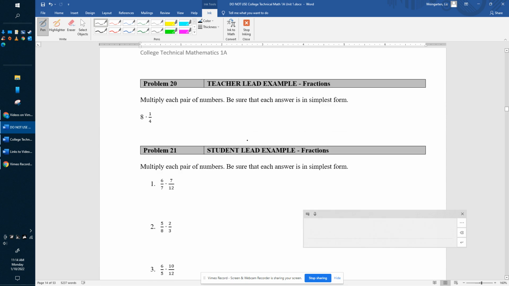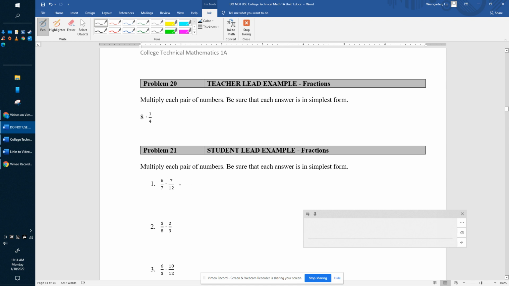Now let's look at multiplying fractions. So we're going to multiply the pair of numbers. When we multiply fractions, we multiply the top, we multiply the bottom, and then we put the numerator in the numerator, the denominator in the denominator. I'm actually going to start with your first student-led example, so this one's a freebie for you guys.